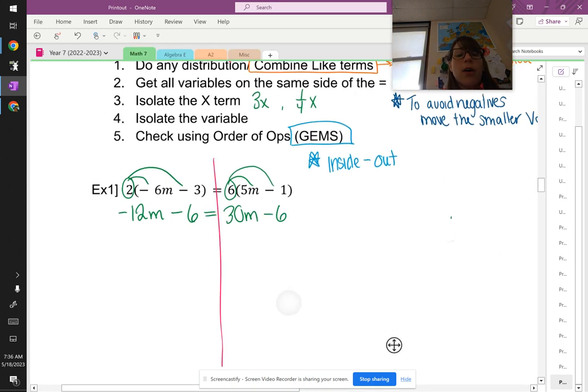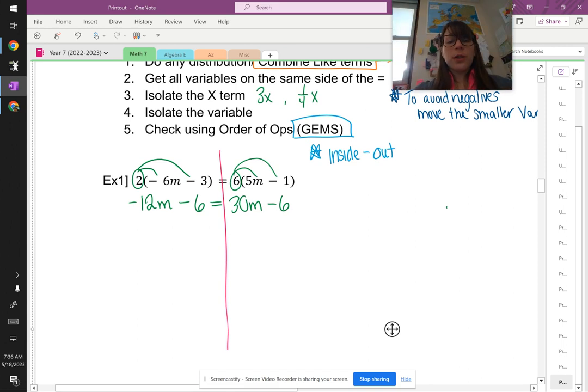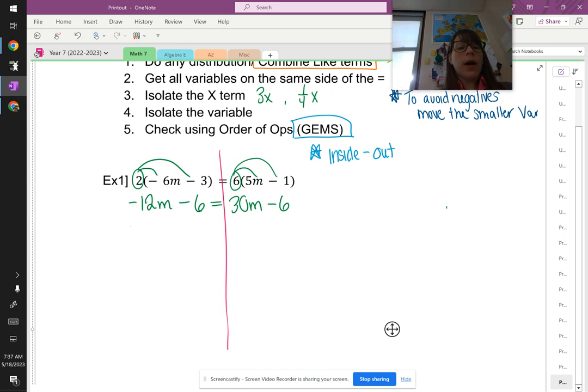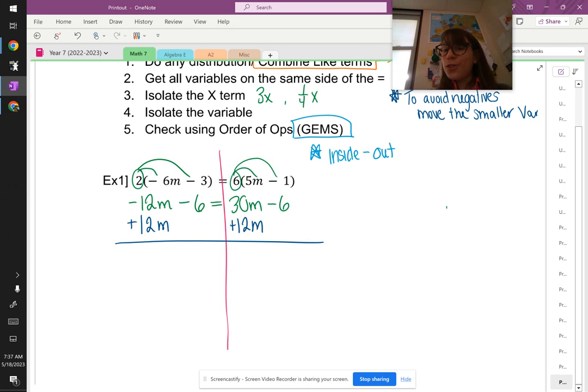we can try to get all of our variables on the same side of the equal sign. Now, there is no wrong thing to do here. You can do either one. To avoid your negatives, you're going to go ahead and add your 12m to both sides. But let me be clear, even though we're doing it this way, it would not be incorrect to do minus 30m from both sides. You're just going to have to deal with a negative over here. But again, it's not incorrect. But for sake of consistency, we're going to move the smaller one over because we like to avoid the negativity, as Mrs. G would say.